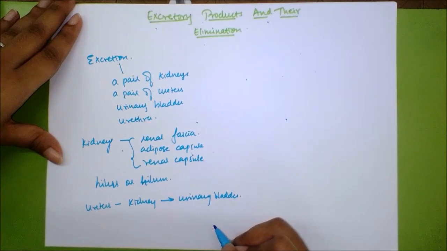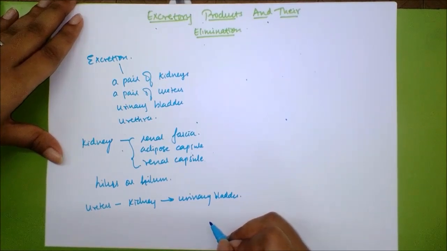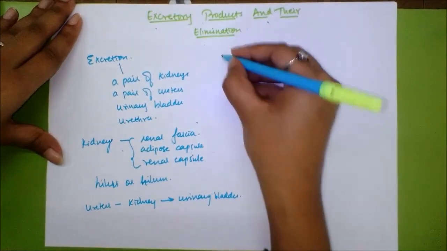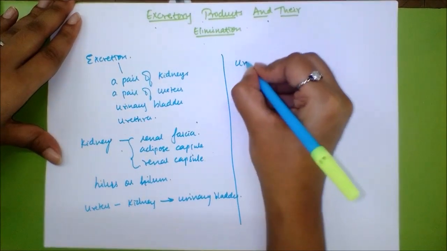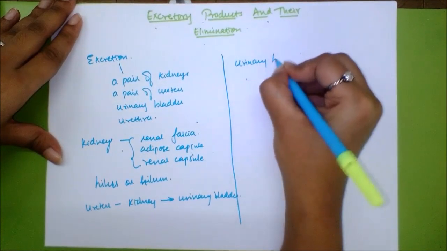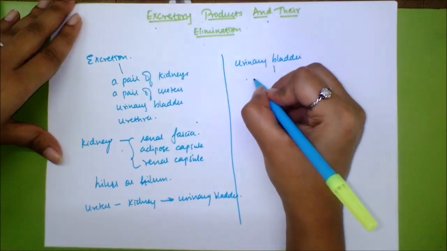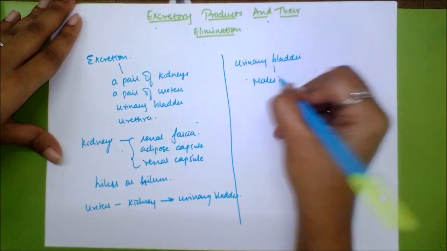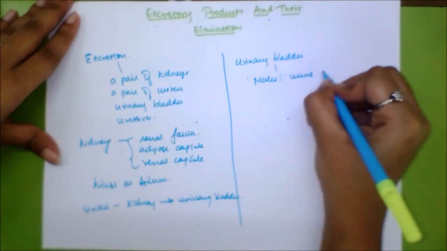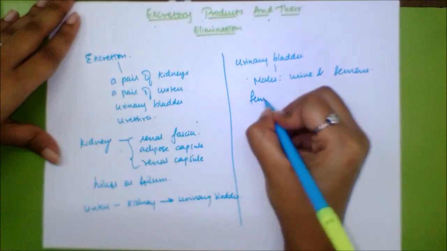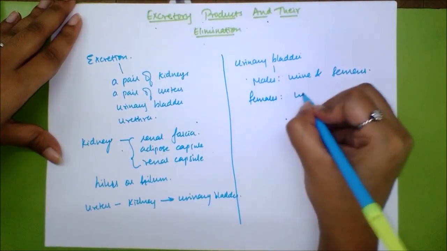The urinary bladder stores urine temporarily. The urethra in males carries both urine and semen. In females it carries only urine.